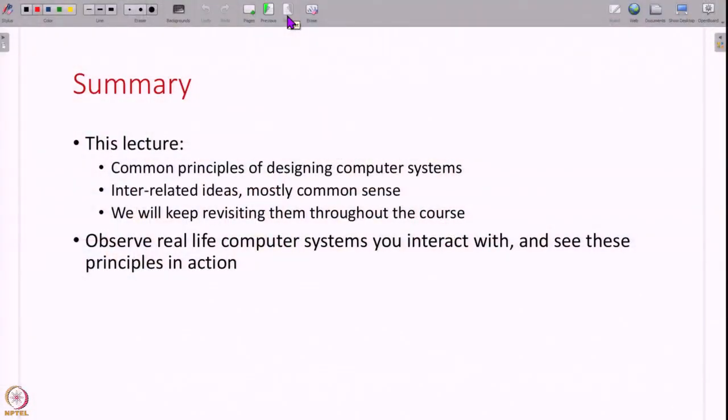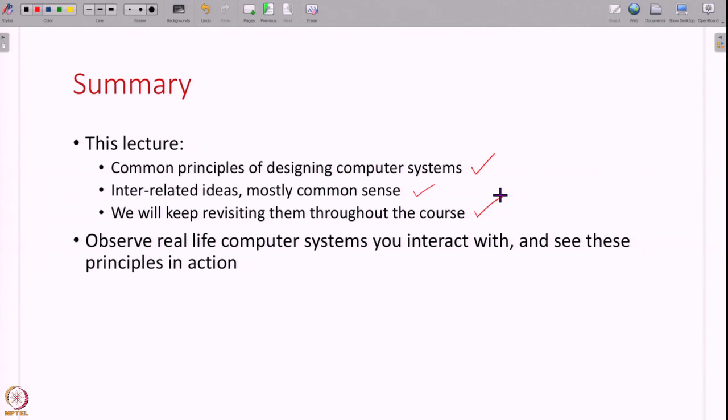So with this, I would like to summarize that in this lecture, we have studied some common design principles that are useful in designing computer systems. These are all interrelated ideas, there is a lot of overlap, and these are all mostly common sense, there is nothing rocket science about these principles. And we will keep revisiting them throughout the course. We will keep coming back to these concepts again and again in the course.